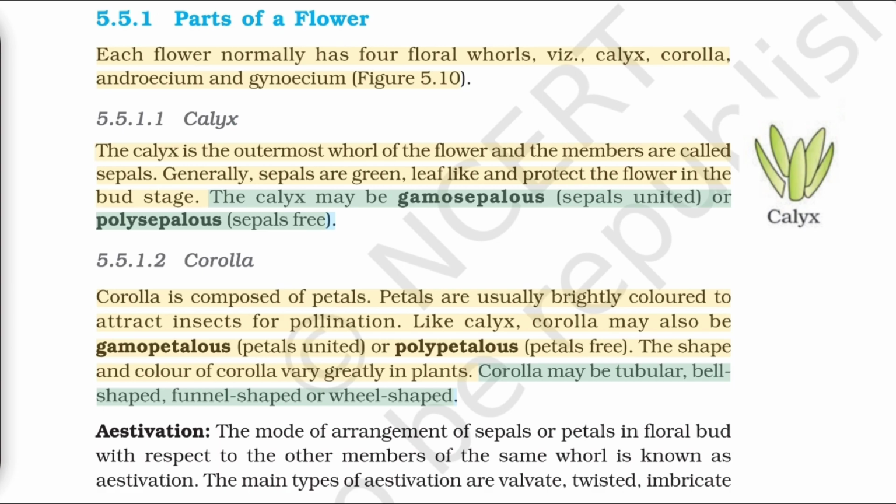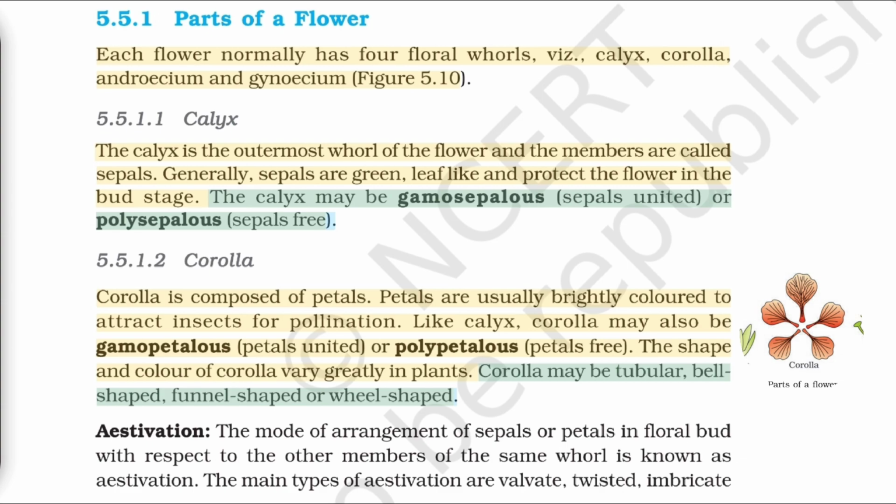5.5.1.1 Calyx. The calyx is the outermost whorl of the flower and the members are called sepals. Generally, sepals are green, leaf-like and protect the flower in the bud stage. The calyx may be gamosepalous (sepals united) or polysepalous (sepals free). 5.5.1.2 Corolla. Corolla is composed of petals.